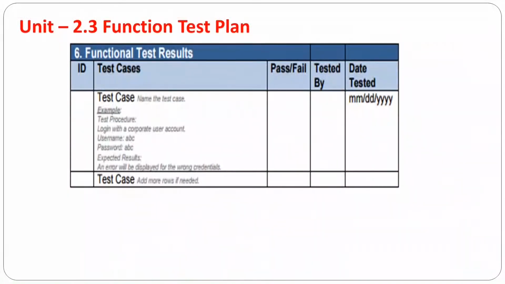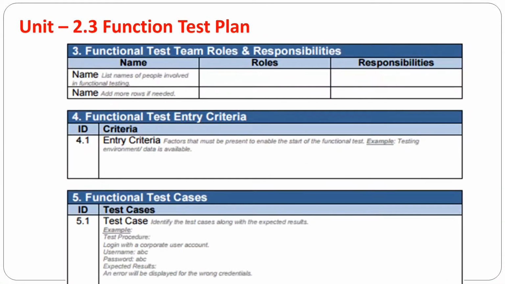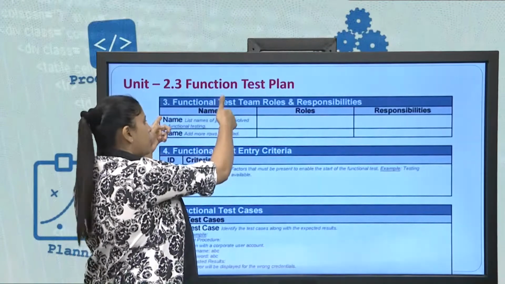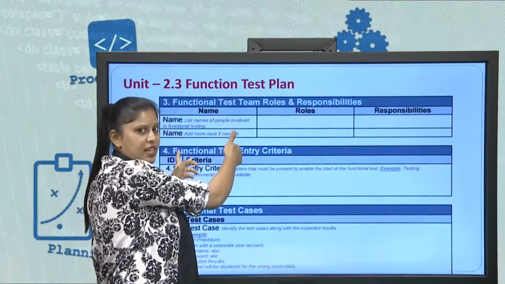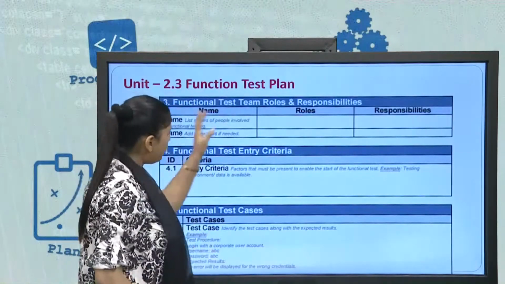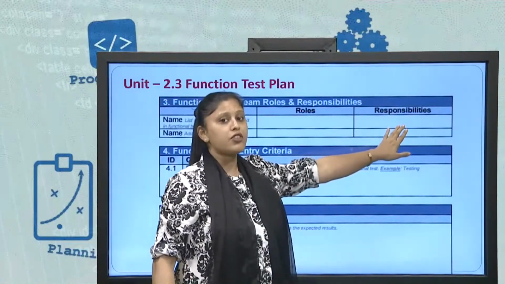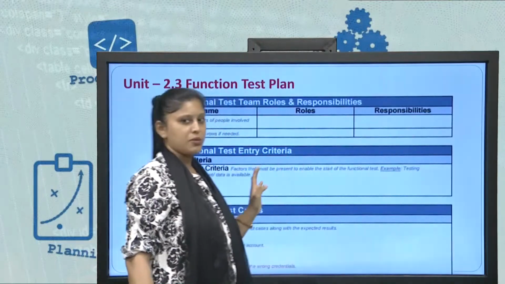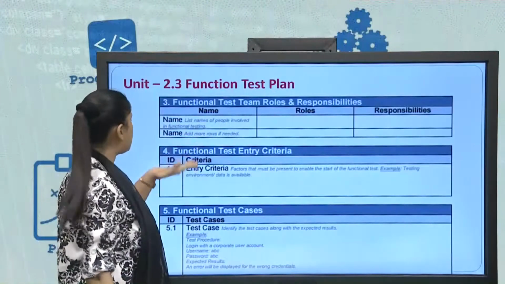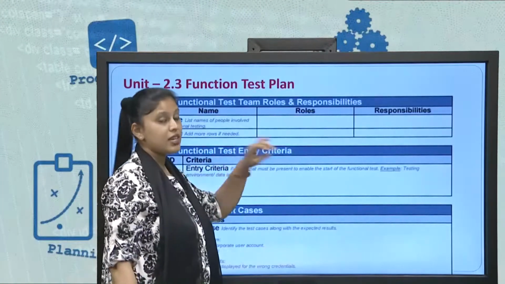Alright. Then we have point number 3, which is functional test team roles and responsibilities. It says who is going to perform what kind of testing. So, we have to list the names of the particular testers, whosoever are there. You have to add those names, explain their roles and what they are responsible for. Then, the fourth step is functional test entry criteria.